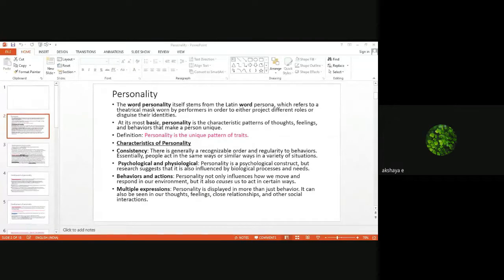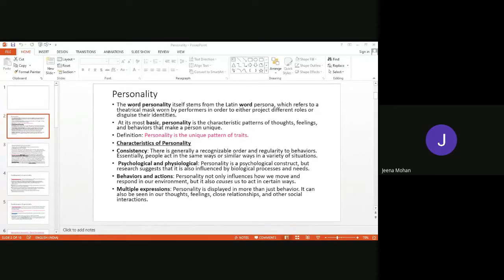Data can be directly collected from the sample. Yes, very good. The data can be directly collected from the sample. That means we can collect it. So we can say that it is relatively cheap and at the same time economical also. And another important thing is that it is useful in gathering information quickly from a large number of people. That is the most important thing.